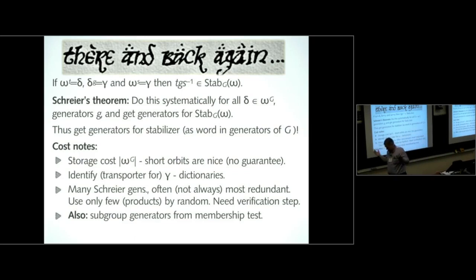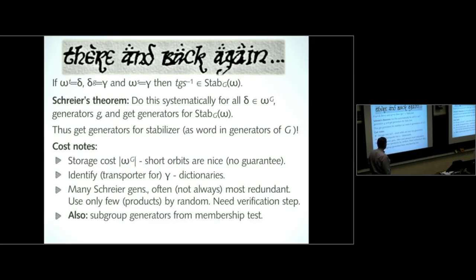So the model of having a group given by generators translates. If we start with generators for the group, if we look at, say, the question of a stabilizer, we can again get generators for the stabilizer.